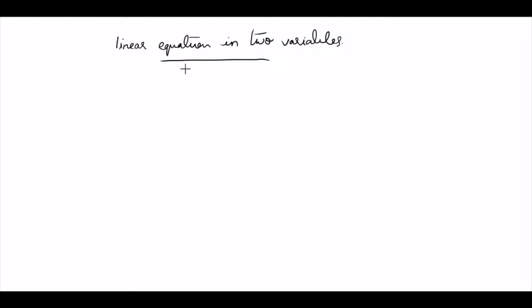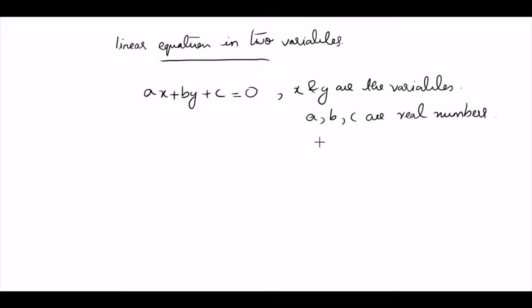So let's move on to linear equations in two variables. That is of the form ax plus by plus c is equal to 0. Here x and y are the variables used, so there are two variables. And a, b and c are real numbers. The condition is a and b are not both 0. That means a and b cannot both be 0 at the same time. One at a time is okay, but both cannot be 0 at the same time.